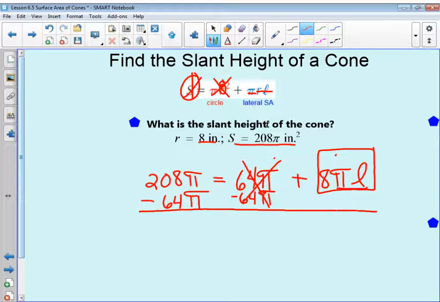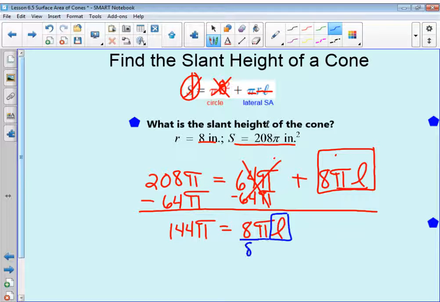Okay, so I'm going to write out what I have left. 208 minus 64 gives me 144 with my pi symbol, because those are like terms, so you bring the symbol down, equals 8 pi and L. I'm working to get L by itself, which means I have to get rid of that 8 times pi part. The opposite of multiplying is divide by 8 and divide by pi. I'm going to do those at the same time instead of doing them individually.